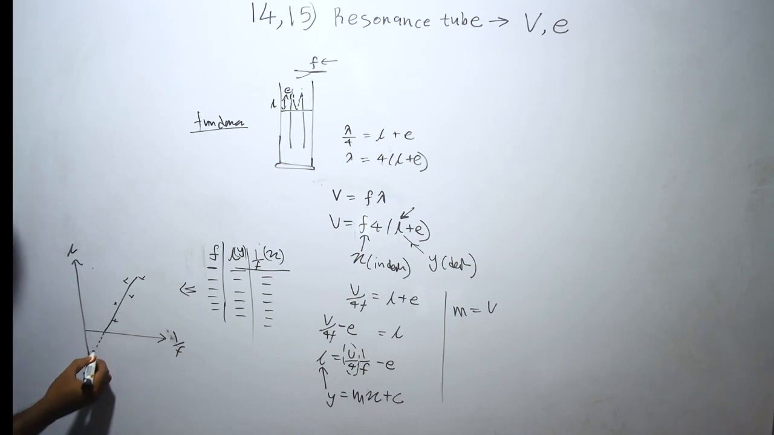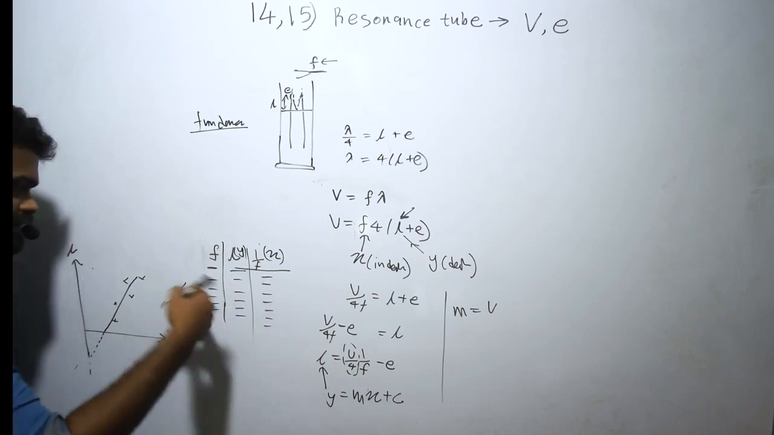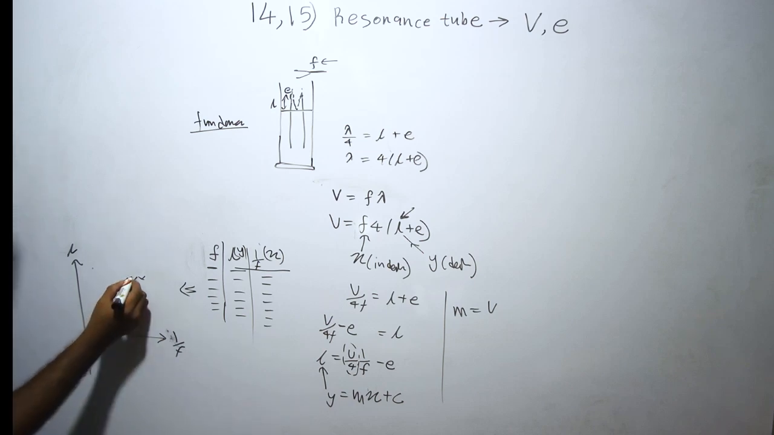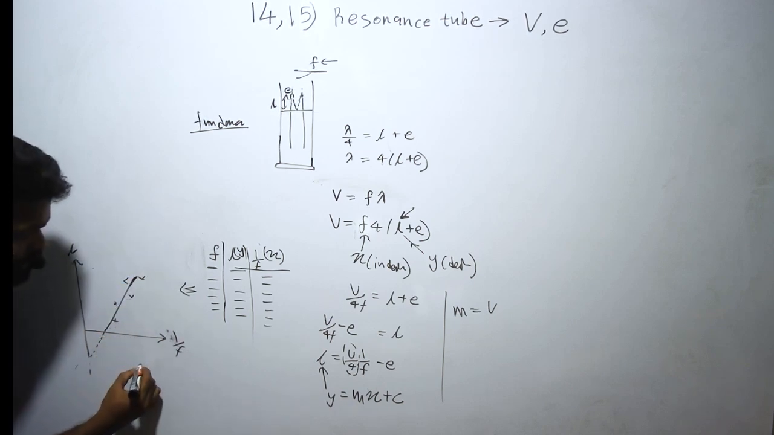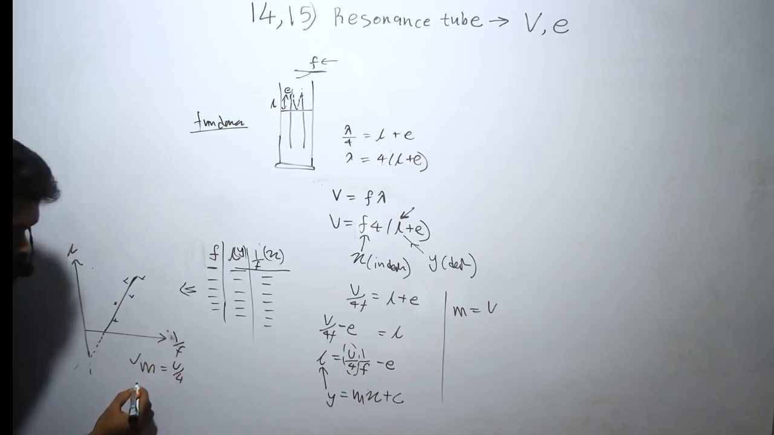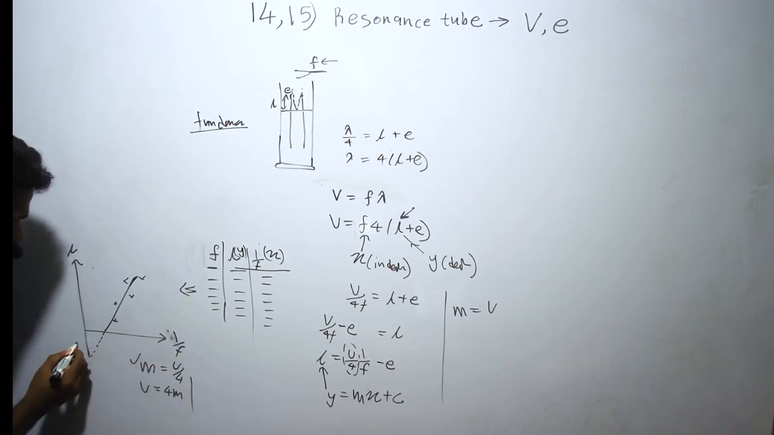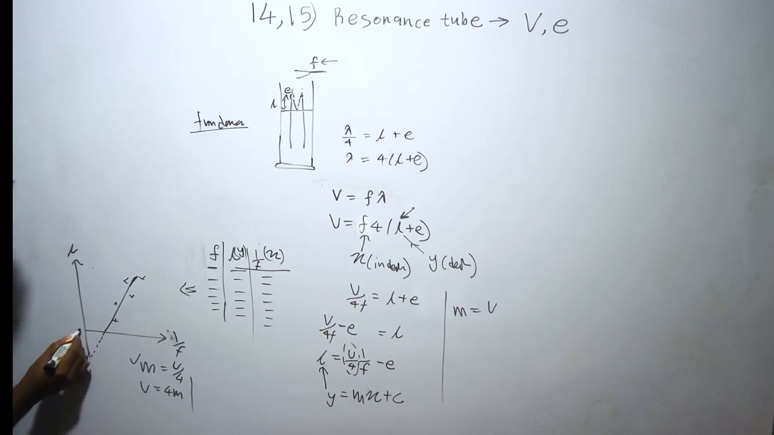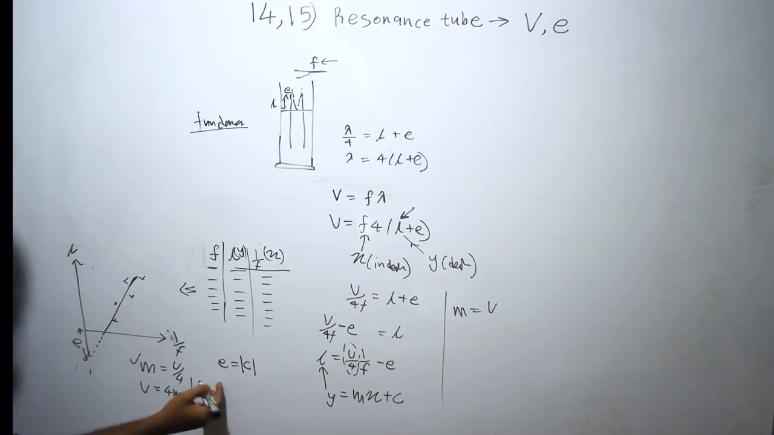Then if you get a graph like this, these results don't have a considerable error, right? Then from this graph you can find the gradient. So that gradient is equal to what? V over 4. So once you know the gradient, V is equal to 4 times the gradient. Then the magnitude of the intercept, this is E, right? The end correction is equal to the magnitude of the intercept.